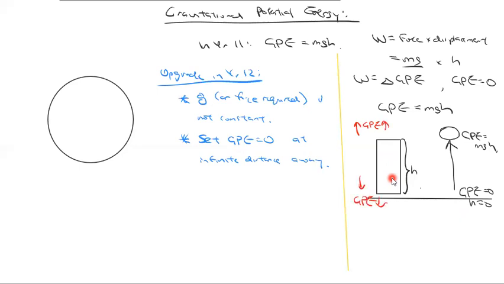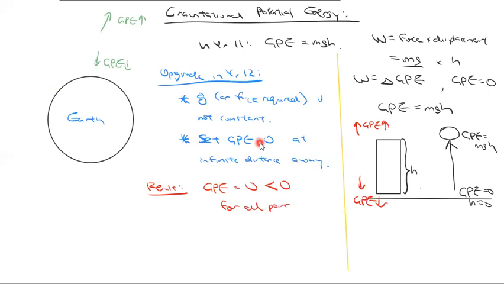So extending that to Earth here, the further out you go, GPE goes up. The closer to Earth you go, GPE goes down. But if we set GPE equals 0 at infinite distance away, and as we get closer to Earth our GPE goes down, then the important result you need to understand is that your GPE, otherwise denoted by the letter U, is always negative for all points in the gravitational field.